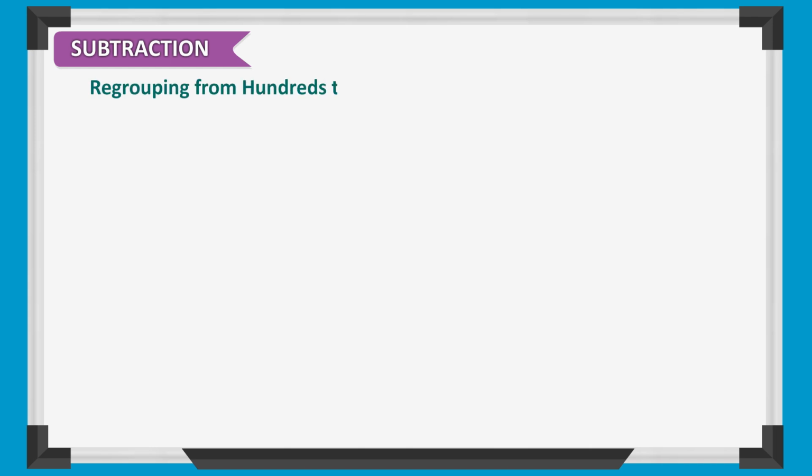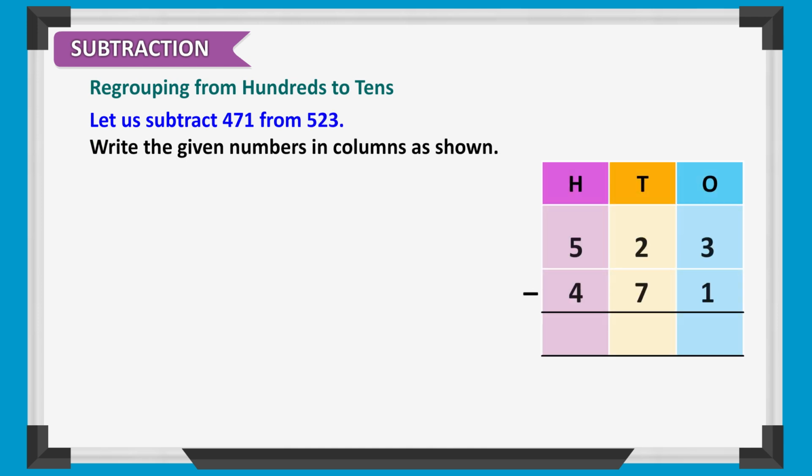Regrouping from hundreds to tens. Let us subtract 471 from 523. Write the given numbers in columns as shown.